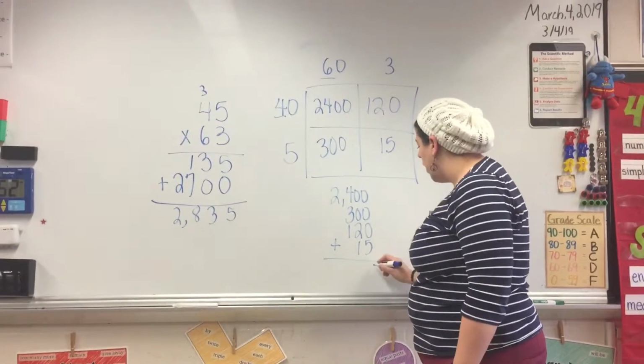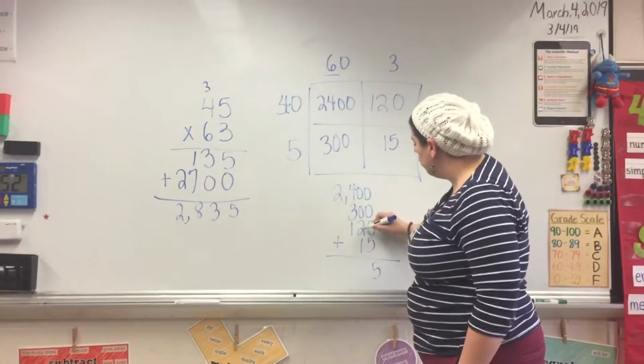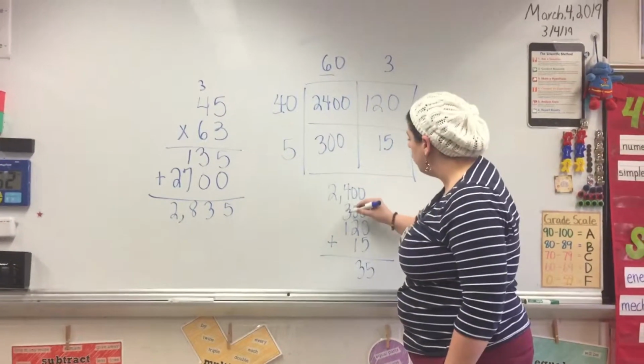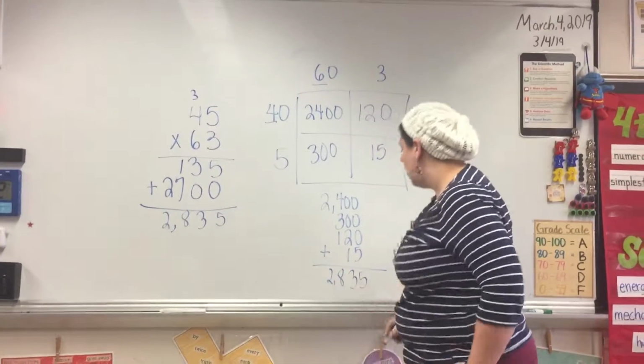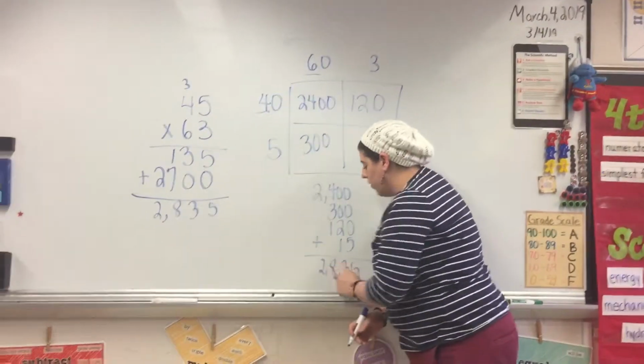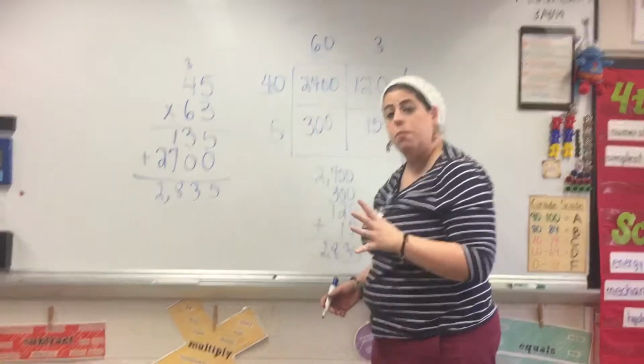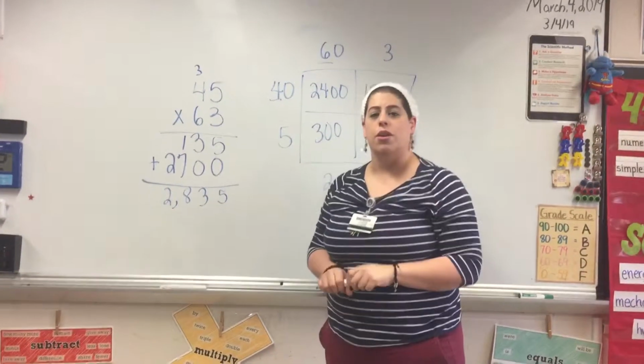0, 0, 0, and 5 make 5. 0, 0, 2, and 1 make 3. 4 and 3 make 7. 7 and 1 make 8. And then 2 plus nothing is 2. So as you can see, both of these answers match. So if you do both methods correctly, they should give you the correct answer.